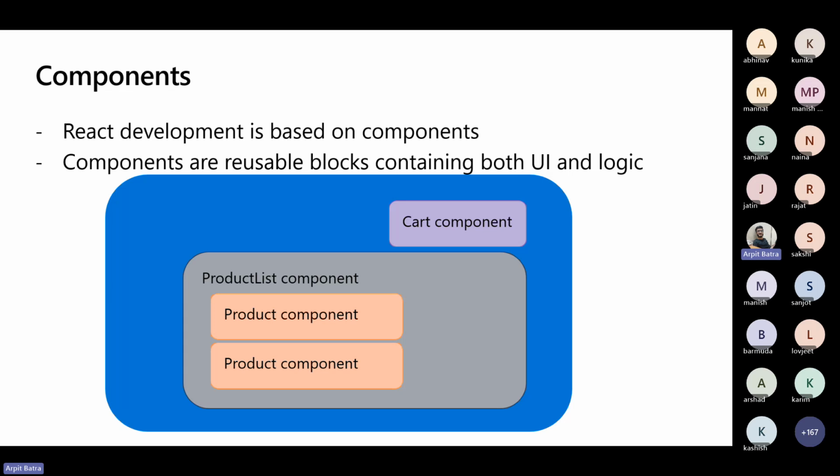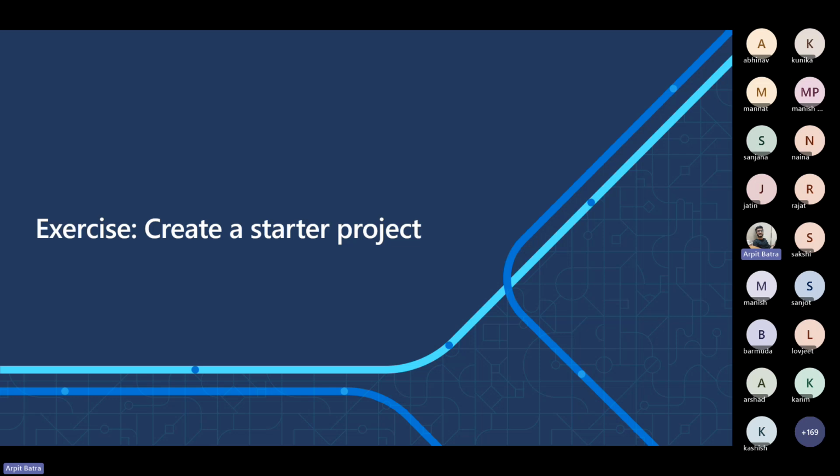And you can see in the picture, here is a box in which we have two components. The first one is project, another one is cart, and the third one is the product list component. Now we go for another slide, that is exercise. So I created one exercise for you, that is, create a starter project.